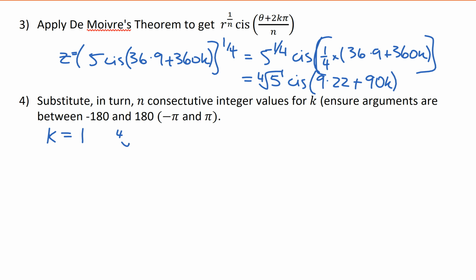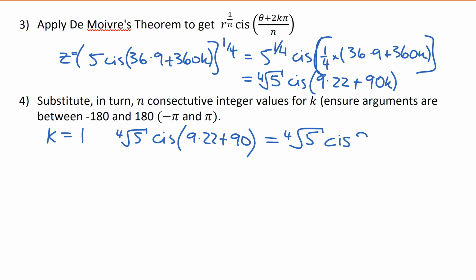So now what I'm going to do is substitute in, okay, let's go, k is 1. So 4th root of 5 cis 9.22 plus 90, which in actual fact is the 4th root of 5 cis 99.22. So there's one answer. You guys follow that? And I probably should have done this to start with, when k is 0, what's 9.22? It's just 9.22, so that's just the 4th root of 5 cis 9.22.